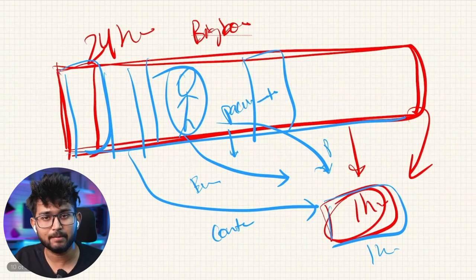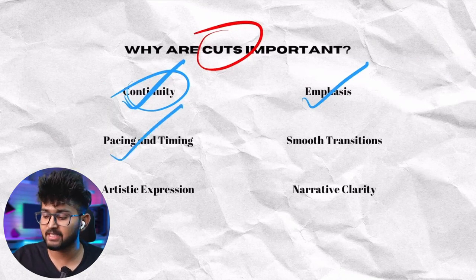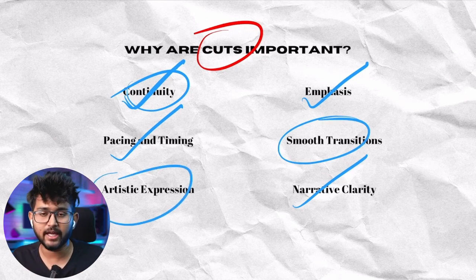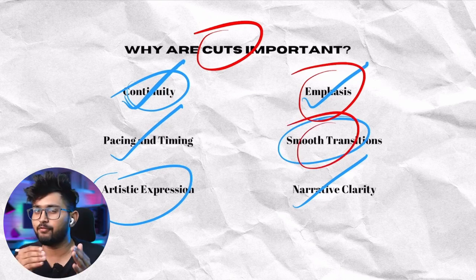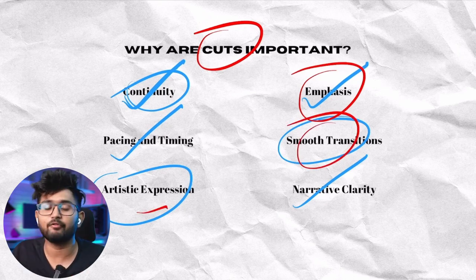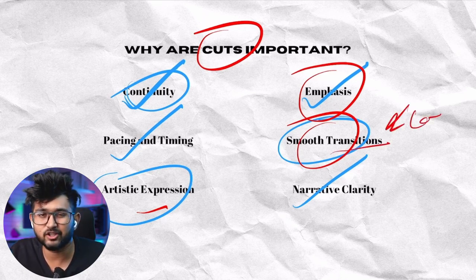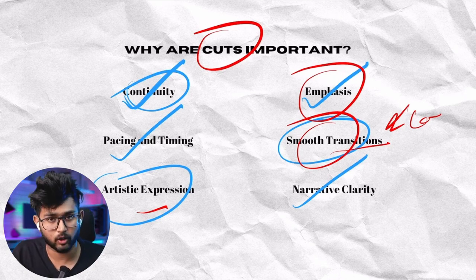Understood? So if you take the Bigg Boss example, we have continuity, emphasis on certain scenes, pacing and timing, narrative clarity, smooth transitions and artistic expression. They're not all there in this, but as you break down any video, you'll get to understand the different aspects of that exact video. Some of the final edits might be missing artistic expression. Some might be missing smooth transitions. For example, if you watch Casey Neistat, the transitions are not smooth, but they are good. They are visually appealing. The transitions might not be smooth all the time.